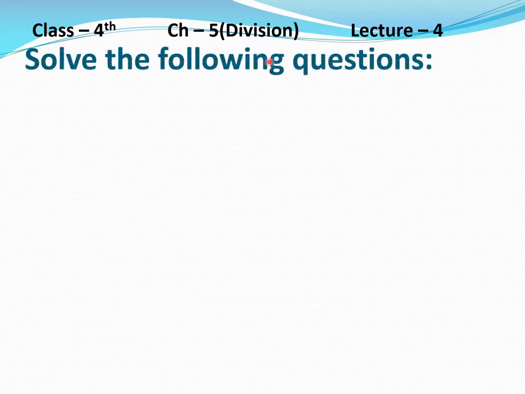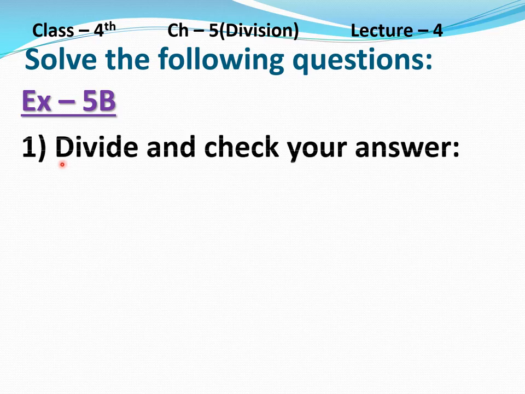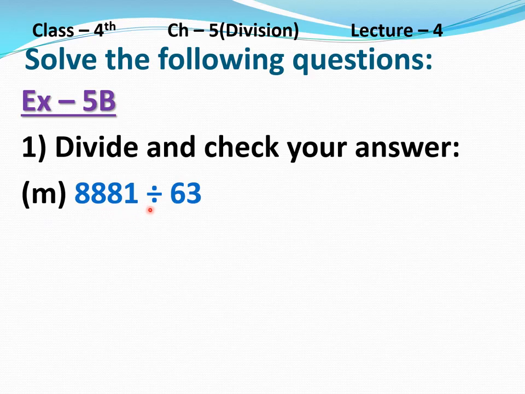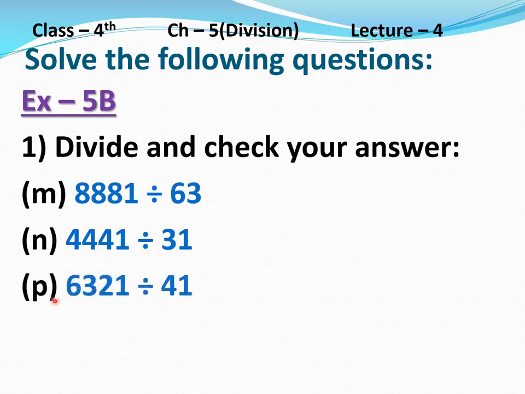Now solve the following questions assigned as homework. Exercise 5B, question number 1. Divide and check your answer. M part, 8881 divided by 63. N part, 4441 divided by 31. P part, 6321 divided by 41. S part, 8463 divided by 45. These are the questions assigned as homework.